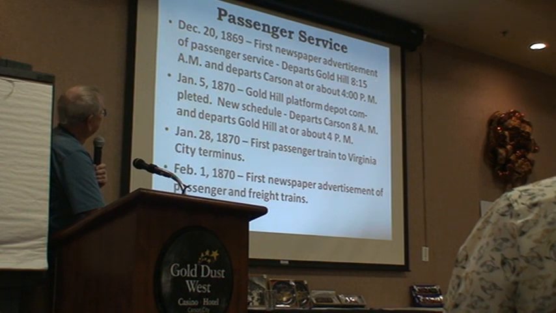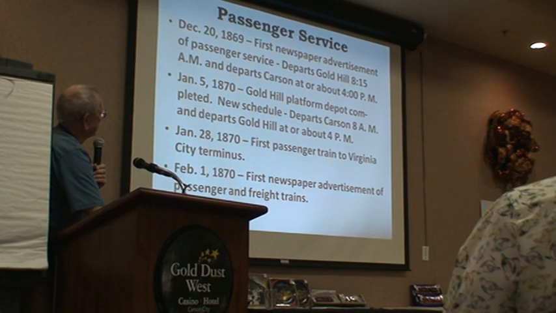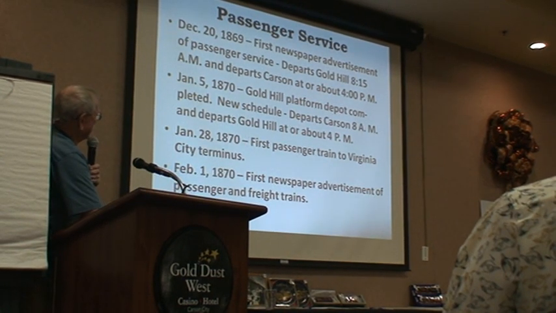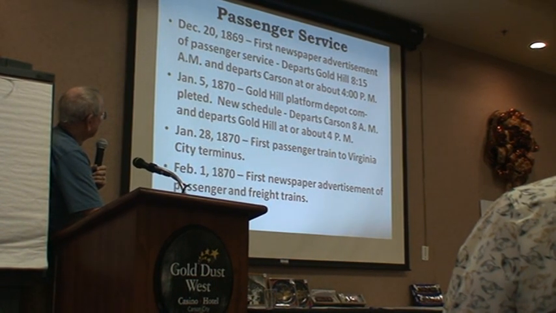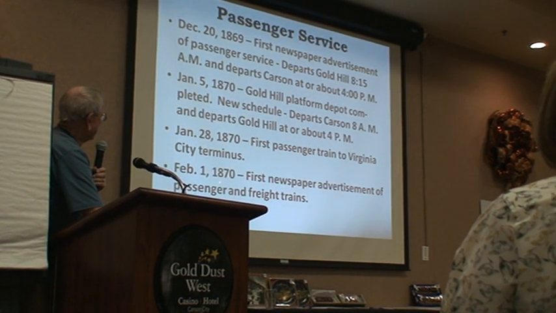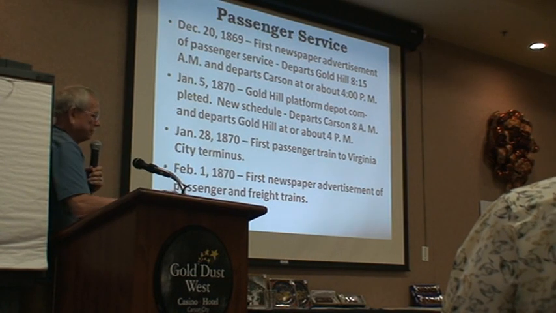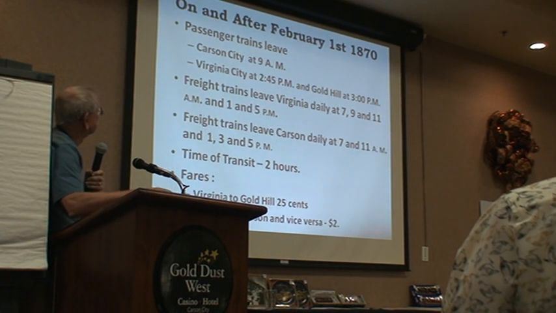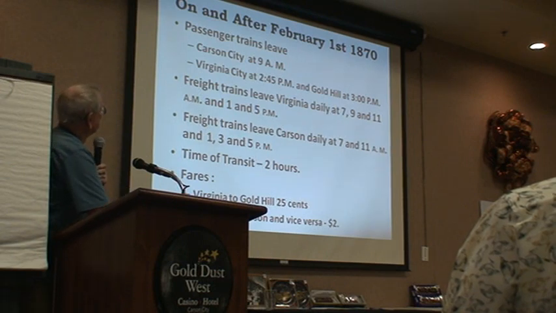It left Gold Hill at 8:15 and got to Carson, as I said, at or about 4, departed then. The Gold Hill passenger depot was completed January 5th, and they had a new schedule then. The train left Carson at 8 o'clock and then left Gold Hill at or about 4 p.m., so they reversed the schedule. Now in the morning, you could come up from Carson and go down in the afternoon. January 28th was the first passenger train to the Virginia City depot area, and February 1st, 1870 was the first newspaper advertisement of schedules. I'm not going to talk about this very much.